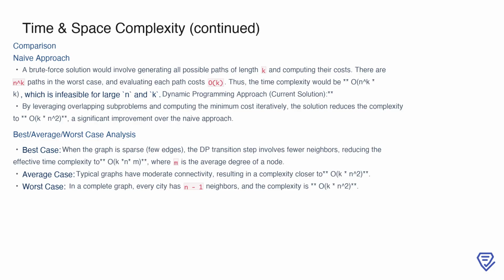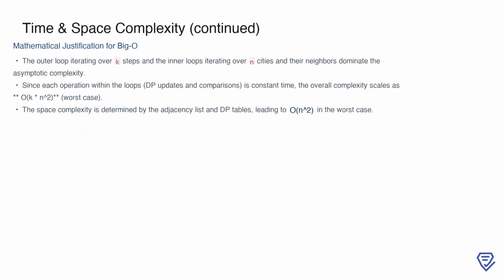Analyzing the best, average, and worst-case scenarios, we see that in sparse graphs, where nodes have fewer neighbors, the effective complexity is closer to k*n*m, where m is the average degree of a node. For typical graphs, the complexity remains around k*n squared, and in the worst case, with a complete graph, it is also k*n squared. Finally, let's justify the asymptotic complexity mathematically.